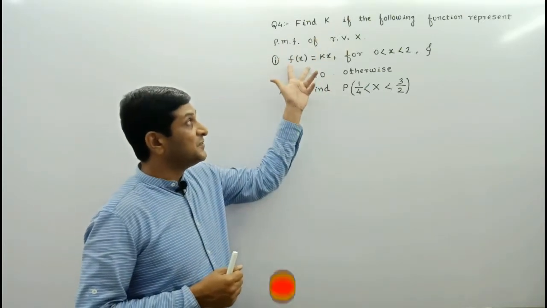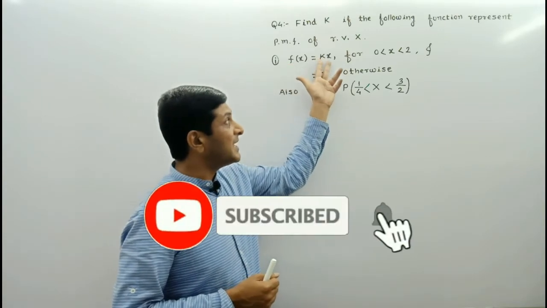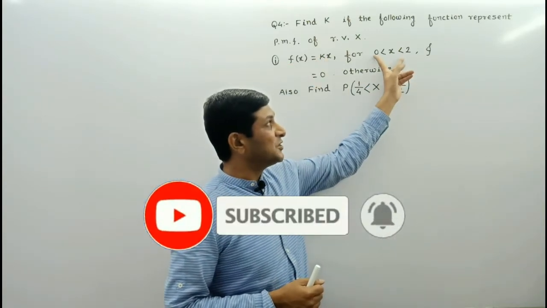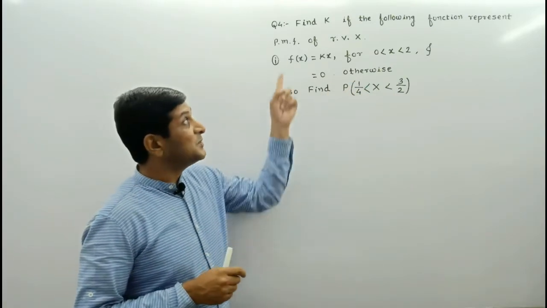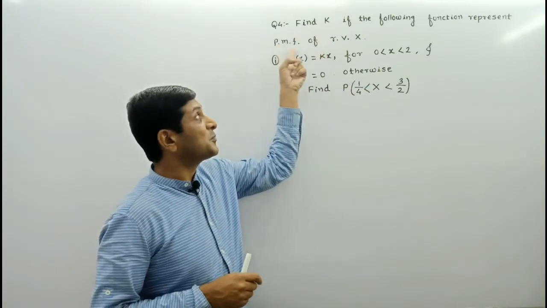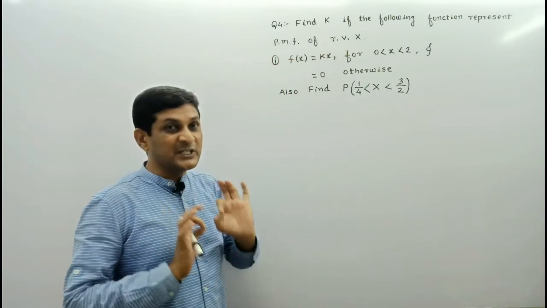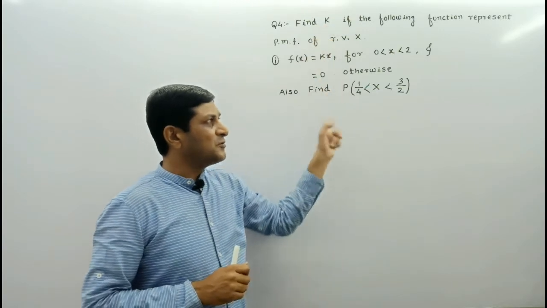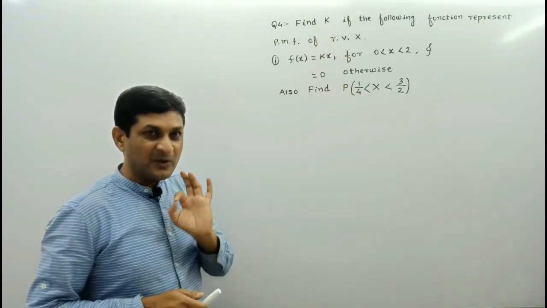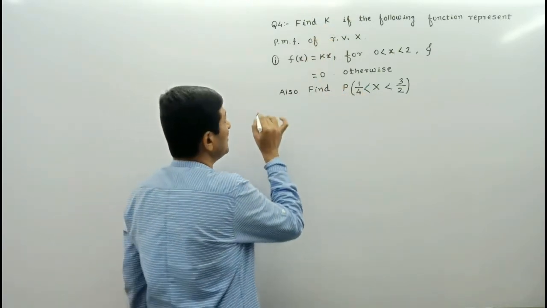So f of x is given to us. Its value is equal to kx if x lies between 0 to 2, otherwise the value of f of x is 0. So it is given to us that f of x is the probability mass function. Using this condition, first we are trying to find the value of k, and later on we will find the second required value. So first let us try to find the value of k here.